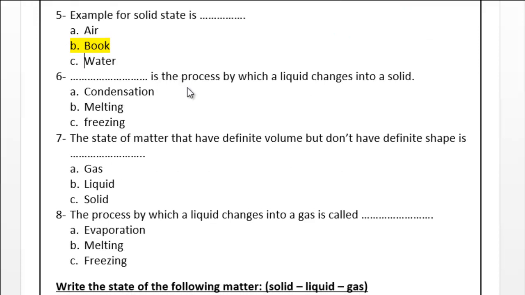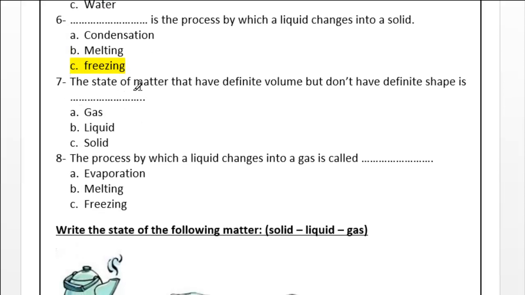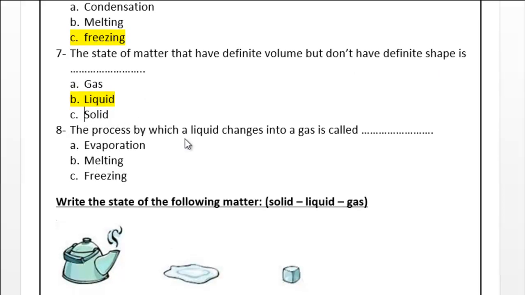Number 6: the process by which a liquid changes into a solid. Liquid into solid. That's right, freezing. Number 7: the state of matter that has definite volume but doesn't have definite shape. So the volume is definite but the shape is not definite. This is the liquid state. The process by which a liquid changes into a gas: liquid into a gas. This is called, that's right, evaporation.